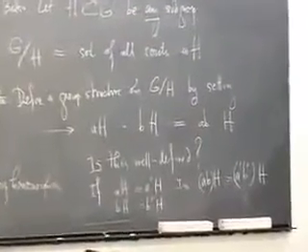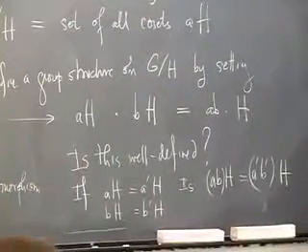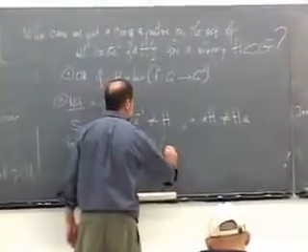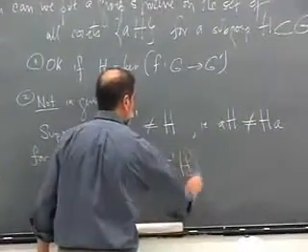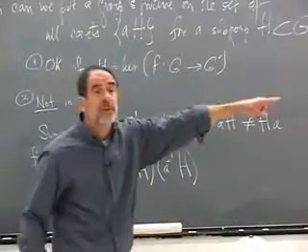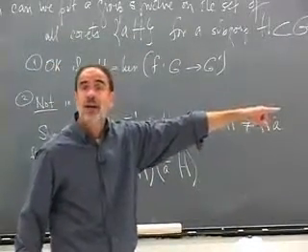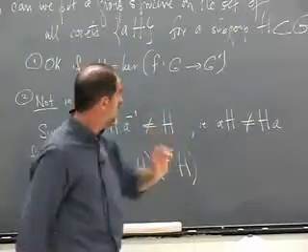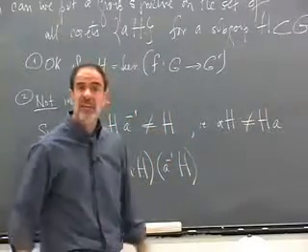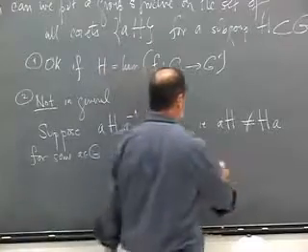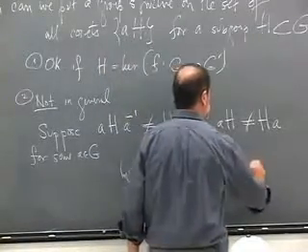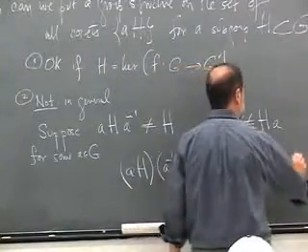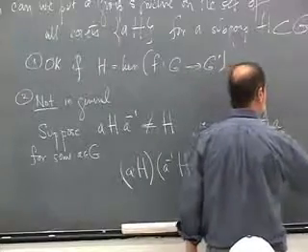Because let's multiply the coset AH by the coset A inverse H. Under this definition, it would get me what coset? It would get me the coset H, because A times A inverse is E. So this would be EH, which is equal to H, under this definition.